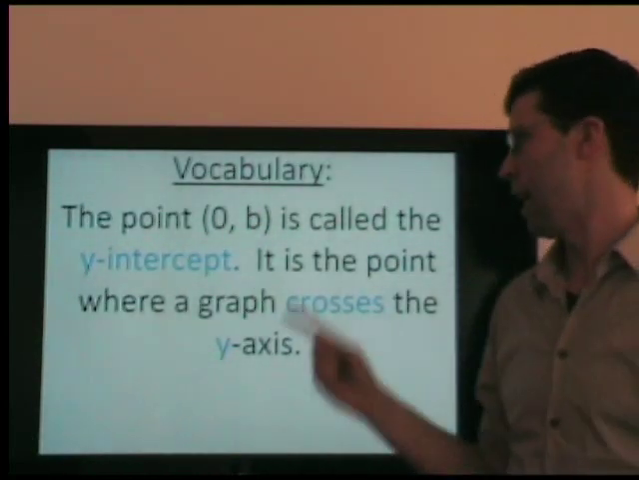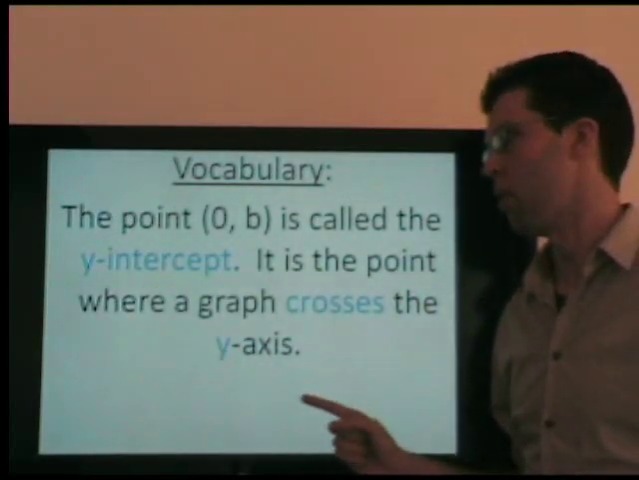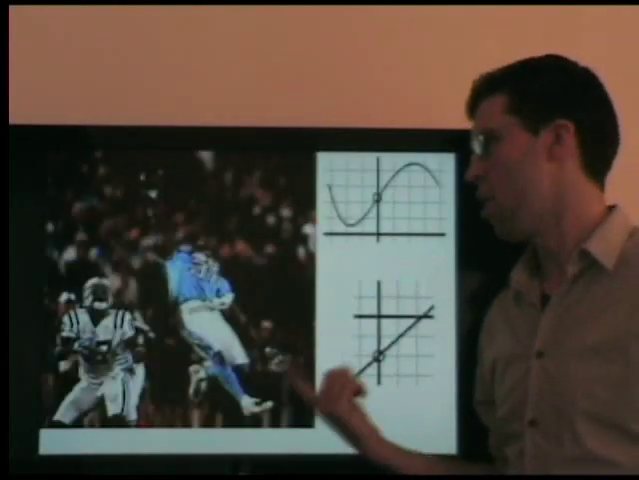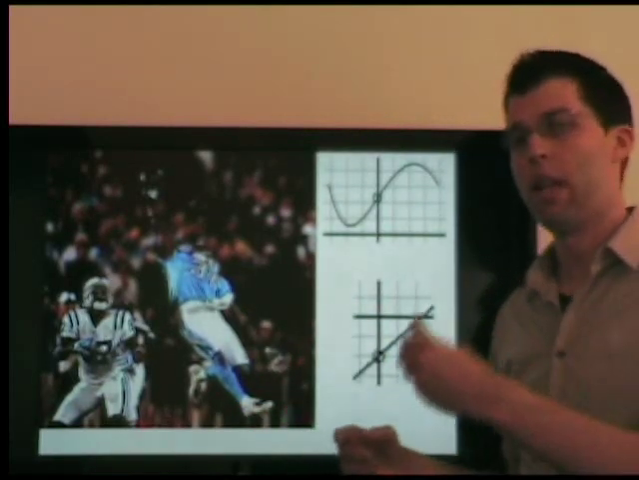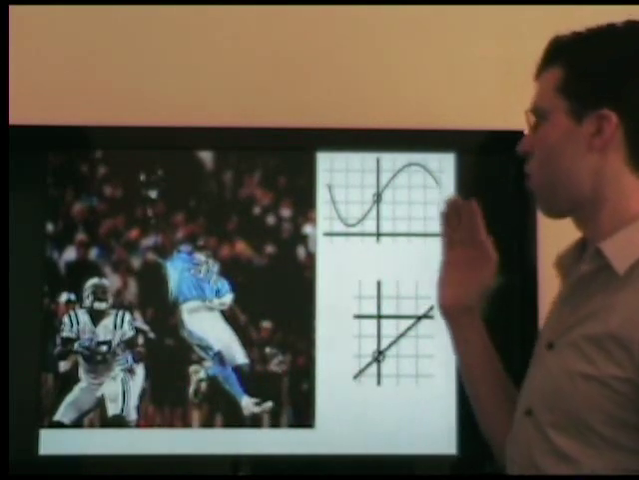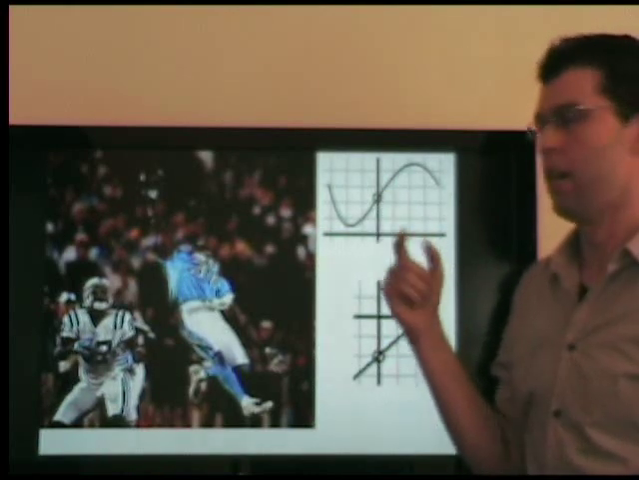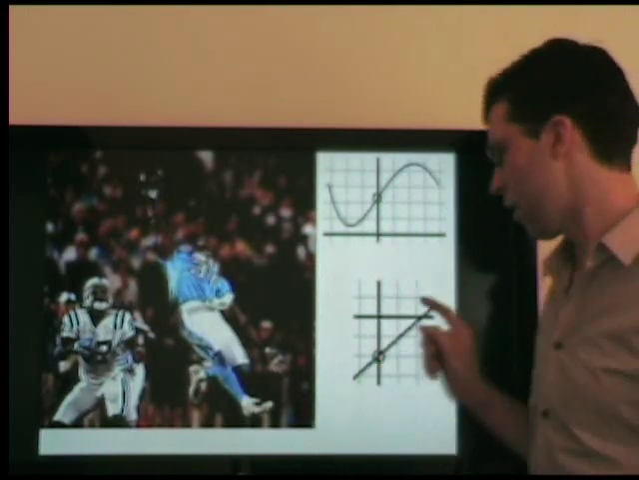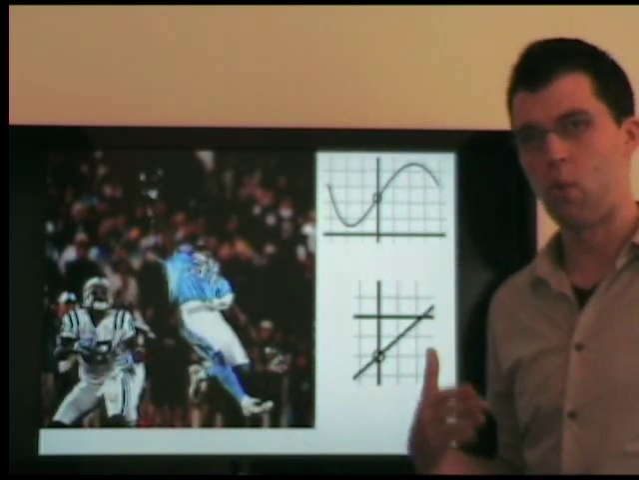What's the y-intercept? It's the point where a graph crosses the y-axis. This should be easy to remember, because I think you know what an interception is in sports. What's an interception? It's where a ball is thrown and the player crosses the path of the ball. So here, this graph crosses the y-axis at this point, 0, 3. So this point is the y-intercept. Here, the graph crosses the y-axis here. So this point is the y-intercept.